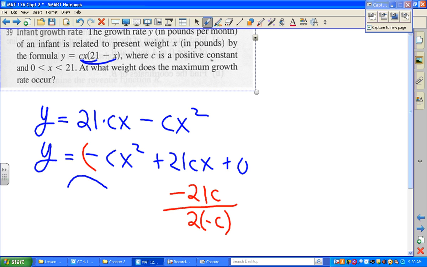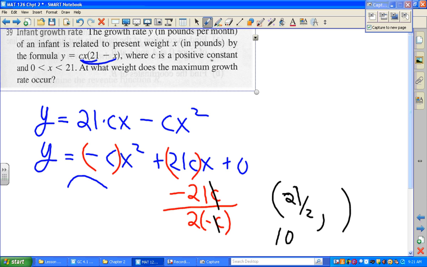I took the A, and I took the B. It says it's a constant, not a variable. So the C's will divide off. So x will be at negative 21 halves. 21 halves is the x-coordinate. It is positive. No, I wrote positive. So x is at 10 and a half. Two negatives, right. Now, what weight does maximum growth occur? What's the x? Oh, the x is the weight. So yeah, it occurs at 10 and a half pounds.